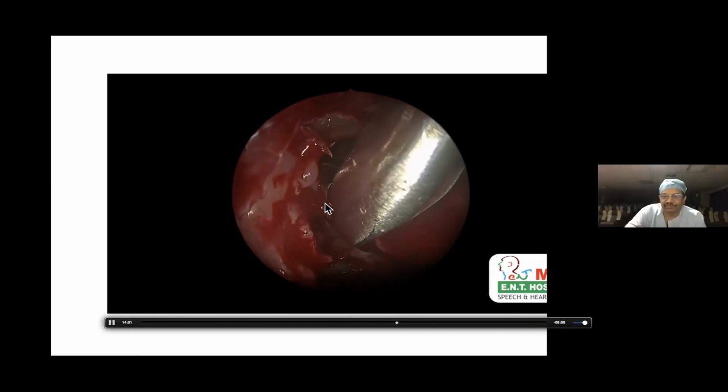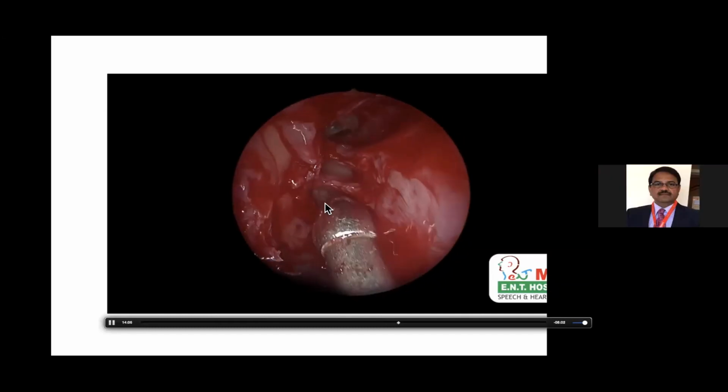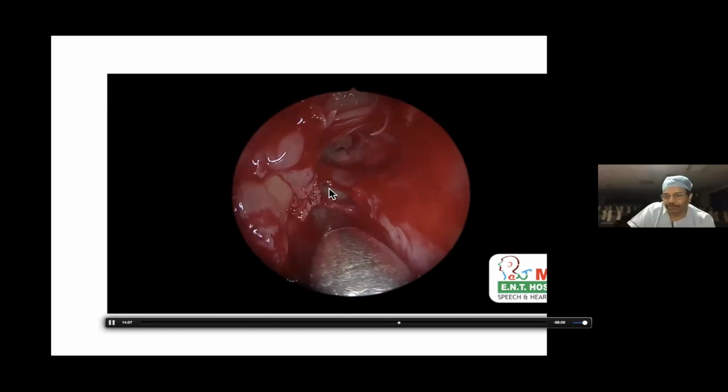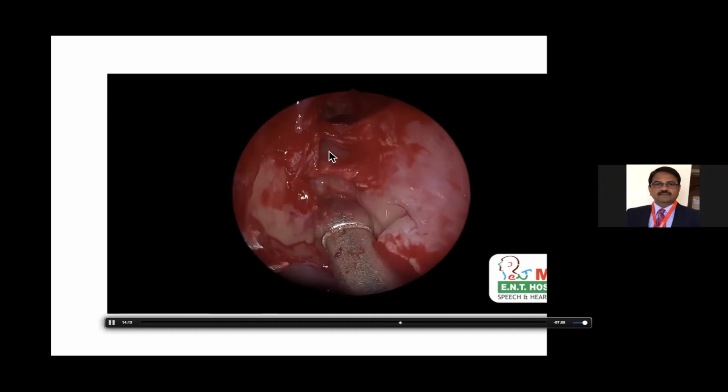Now I have seen the skull base here and the posterior table. Now boldly I am cutting the intervention. That cell septa. I told you there is a third cell. That is the third cell. Fantastic demonstration.